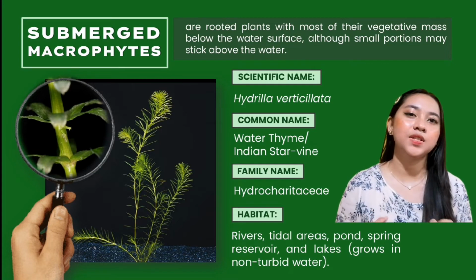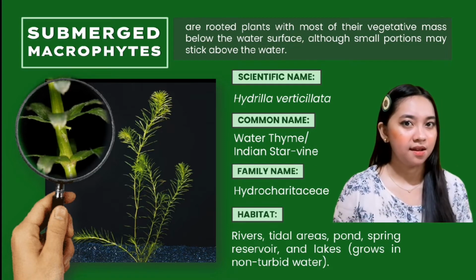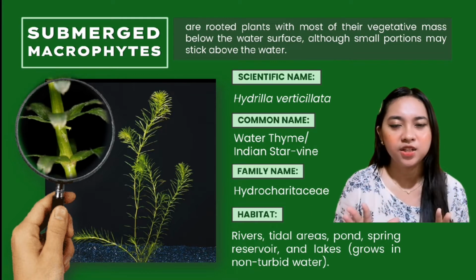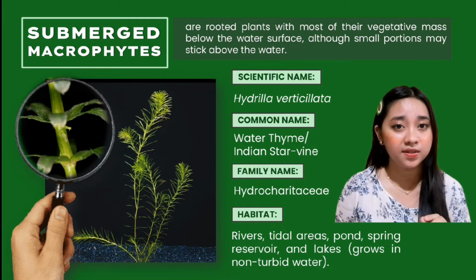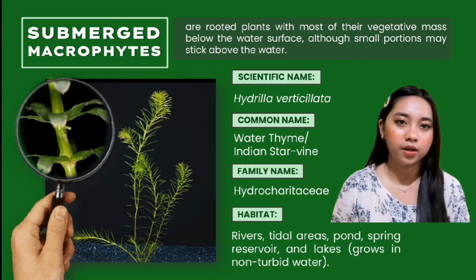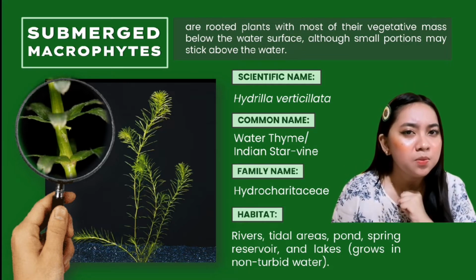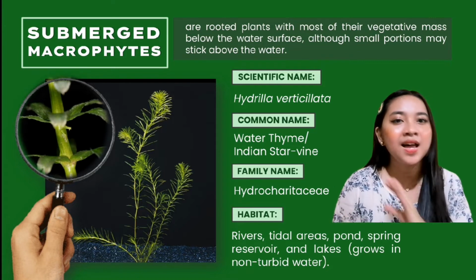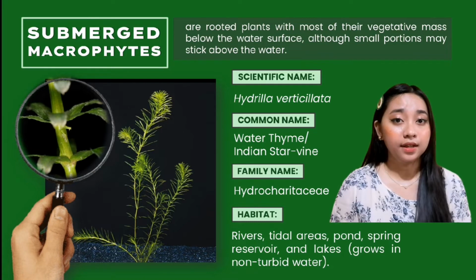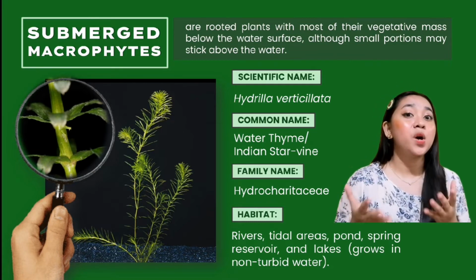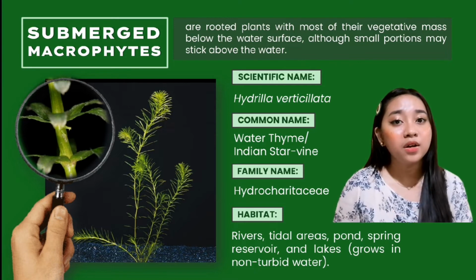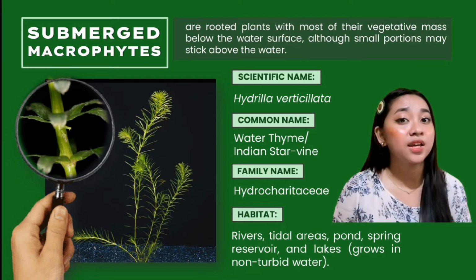Lastly, we have the submerged macrophytes, rooted plants with most of their vegetative mass below the water surface, although small portions may stick above the water. An example of submerged macrophytes is from the scientific name of Hydrilla verticillata, commonly known as the water thyme or Indian star vine, belonging to the Hydrocharitaceae family.